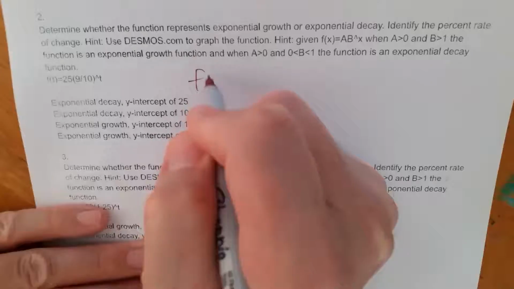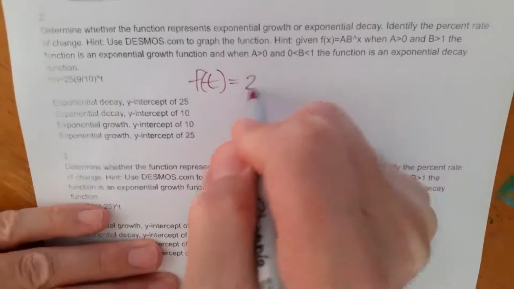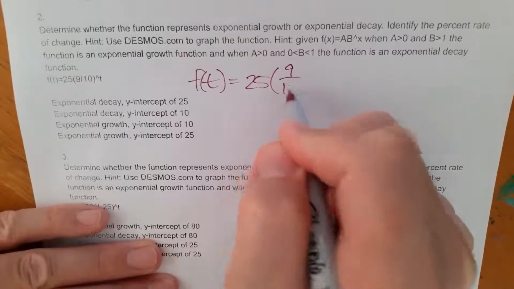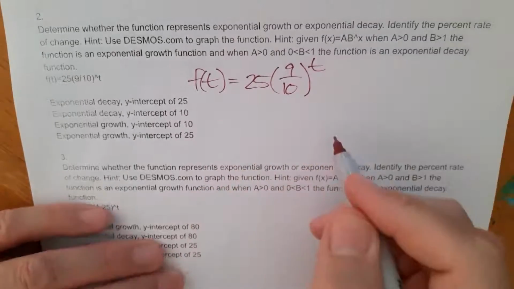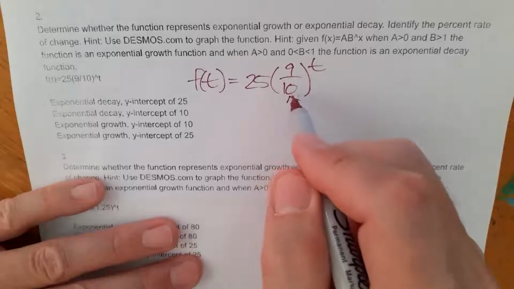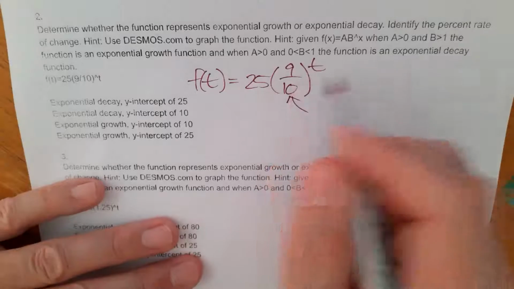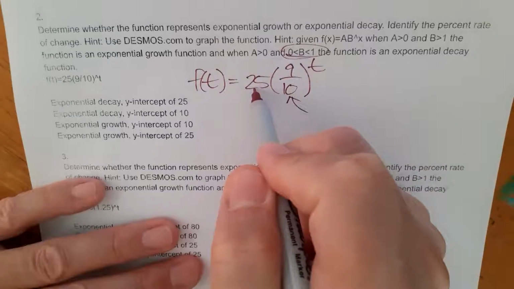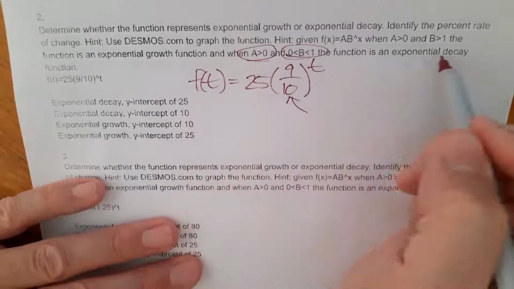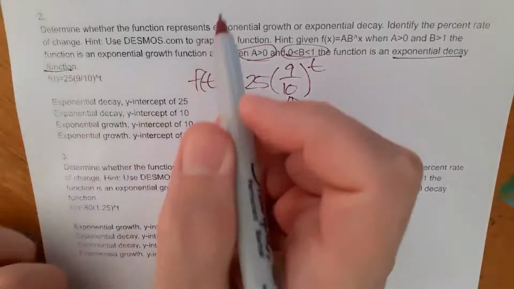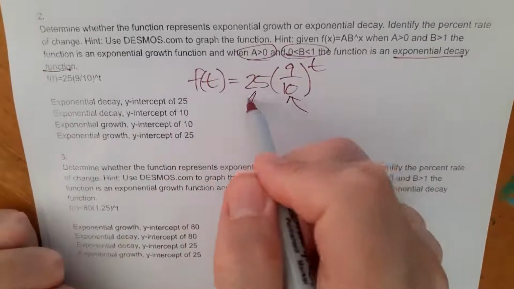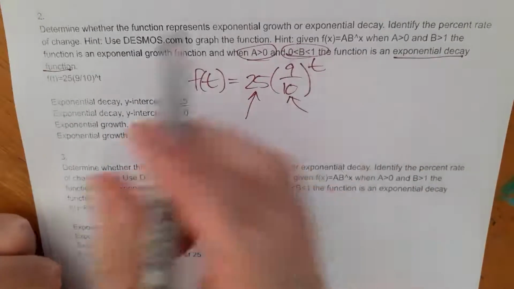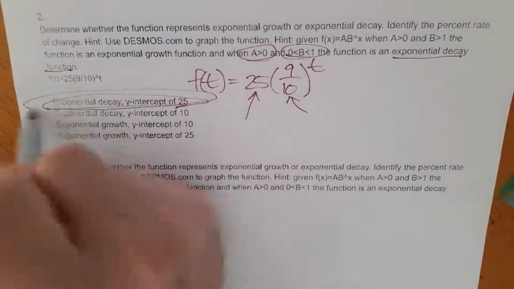Here we go, f of t, let's rewrite it so it can be seen a little bit easier, is 25 times 9 over 10 raised to the power t. Well, 9 over 10 is between 0 and 1, that's 0.9. So here we have this condition, between 0 and 1, and a is greater than 0. So this is an exponential decay function. And notice our starting point is 25, so we can expect a y-intercept of 25.